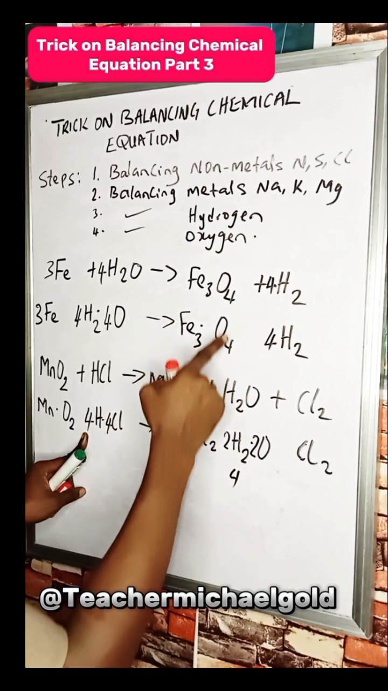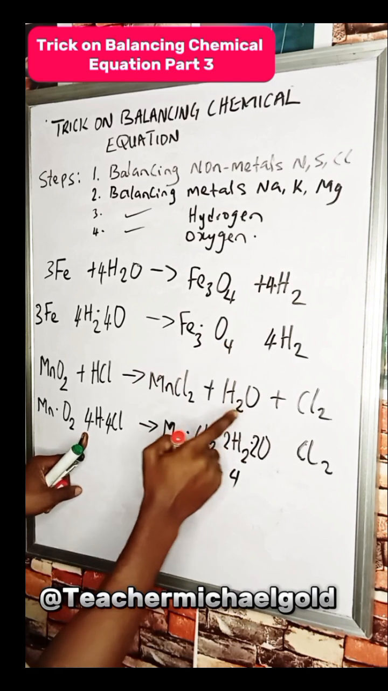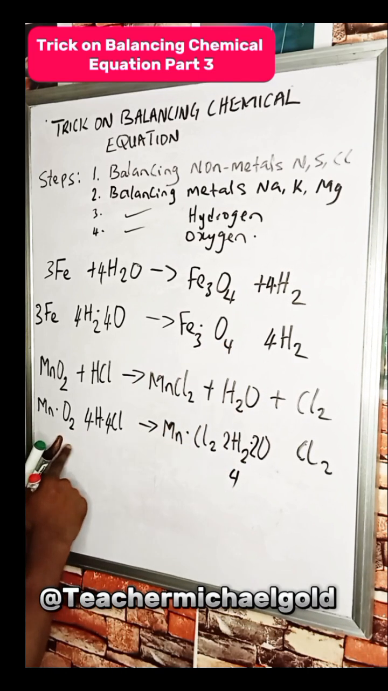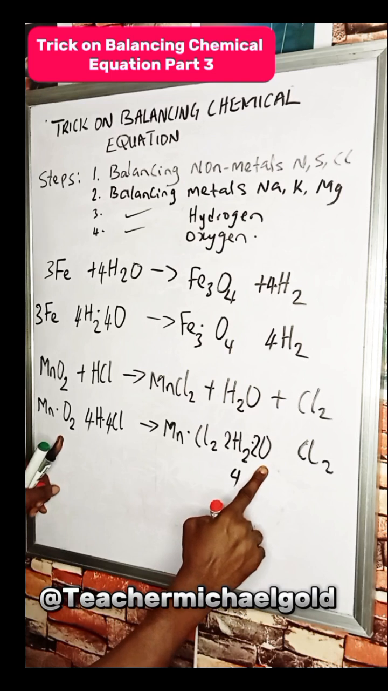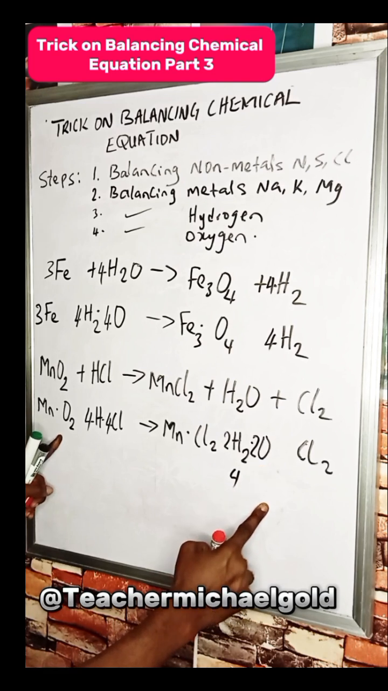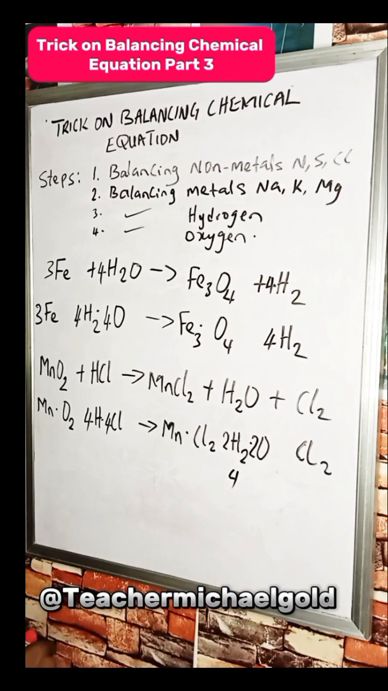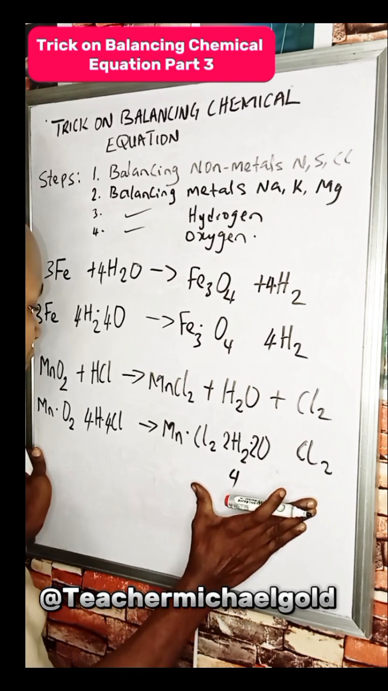Now the last one is the oxygen. If you look at the oxygen here, it is 2, while the oxygen here is also 2. So that means that the equation is automatically balanced. If it's automatically balanced, you can now bring our values and put them in here.